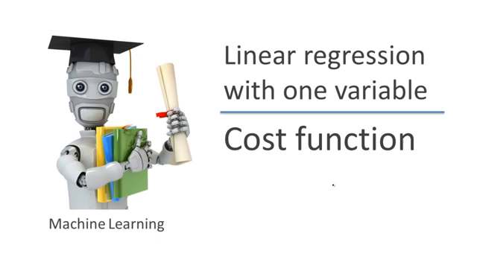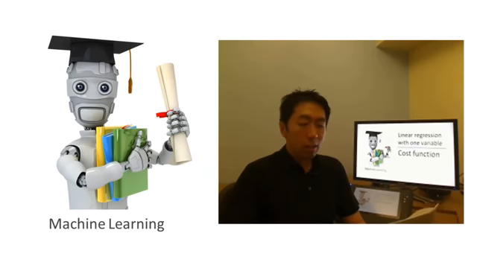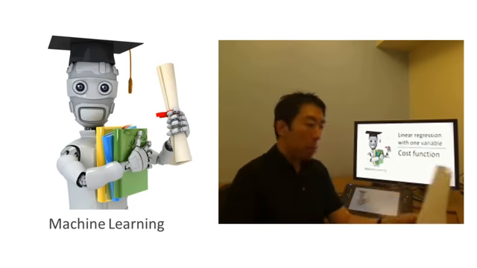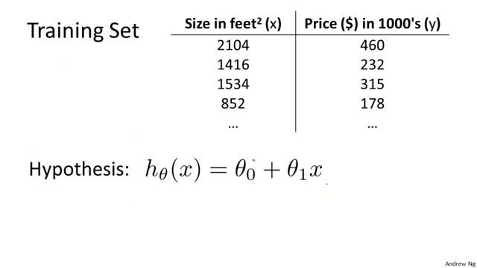In this video, we'll define something called the cost function. This will let us figure out how to fit the best possible straight line to our data. In linear regression, we have a training set like that shown here.